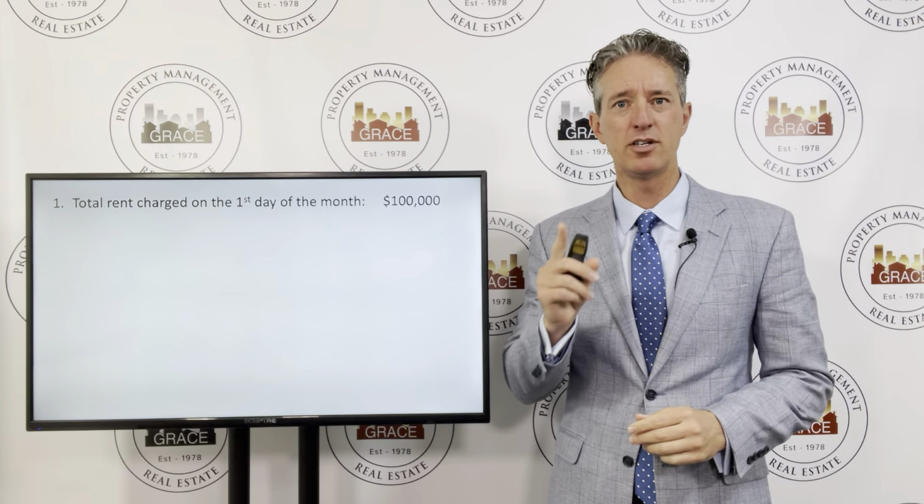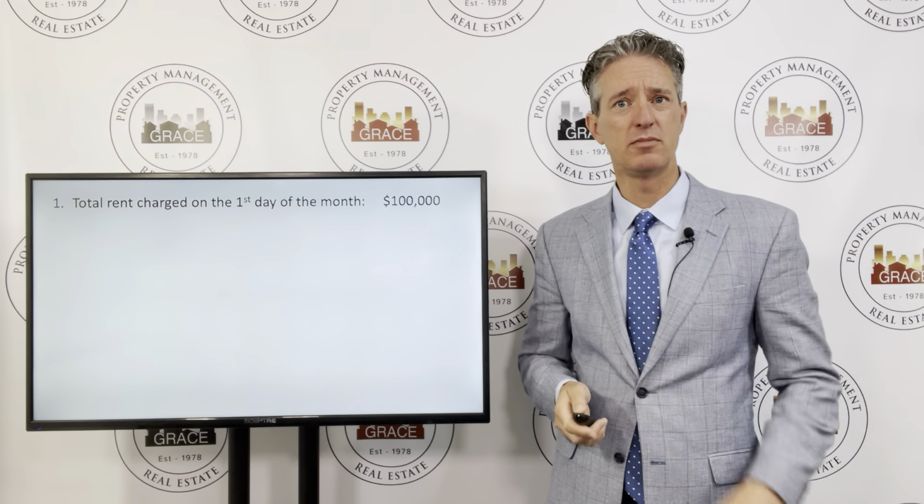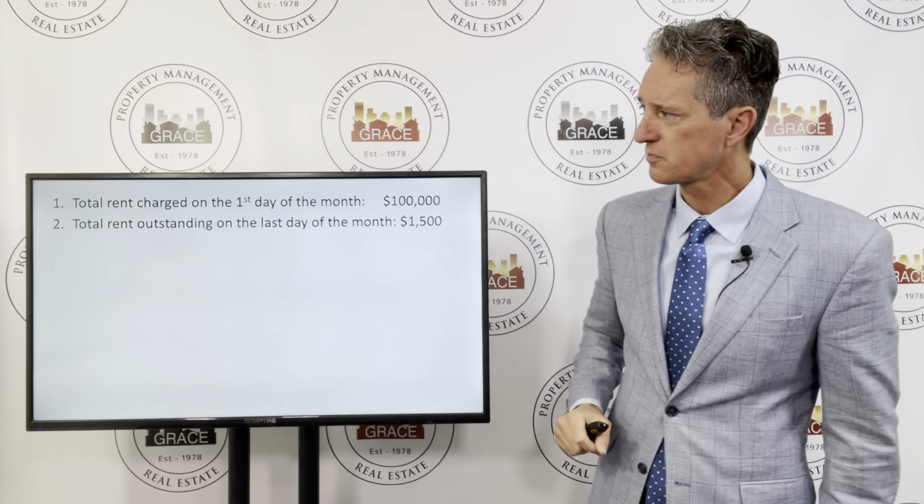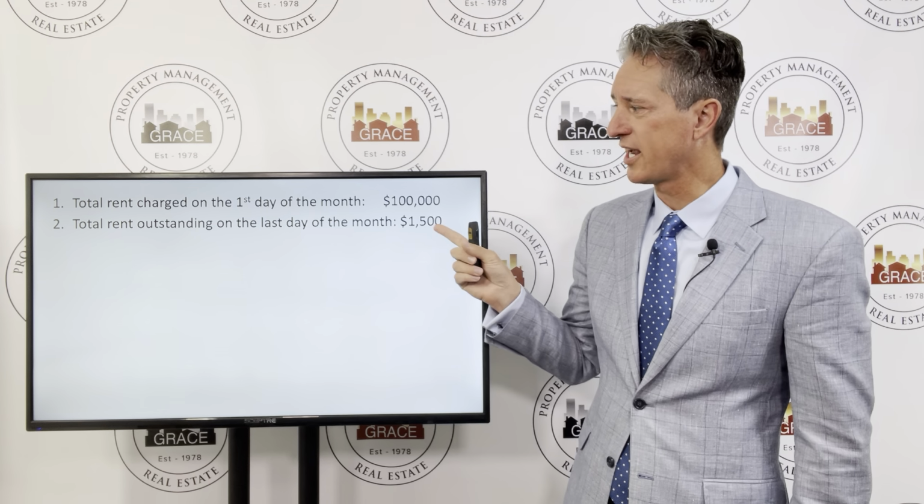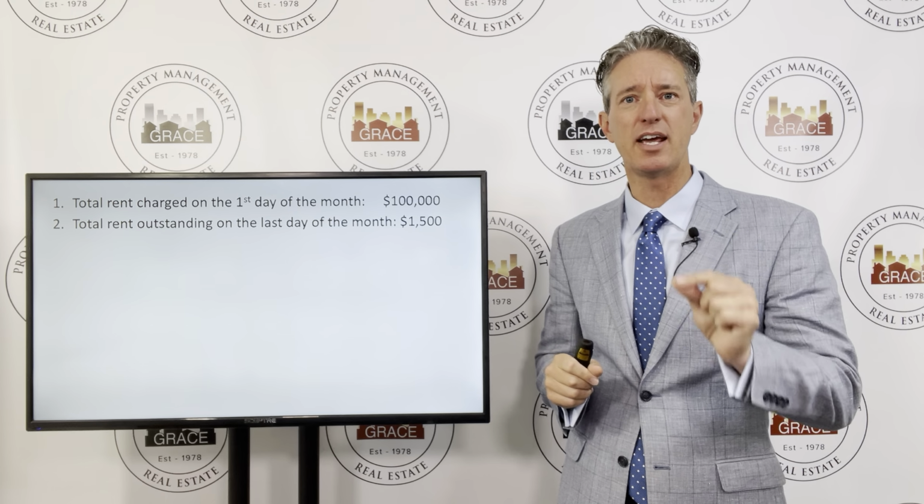So the important thing to know, number one, how much rent you charge on the first day of the month? $100,000 in this example. Step 2, we're going to take the total rent outstanding. Now, you can pick whatever day of the month you want. I recommend you use the last day of the month.